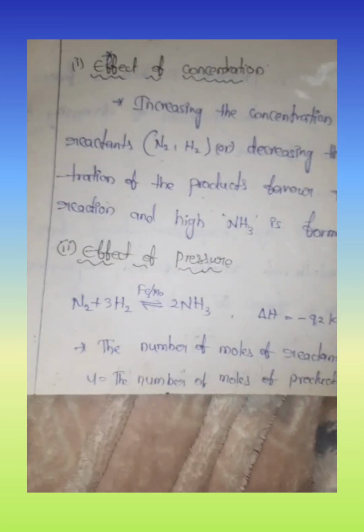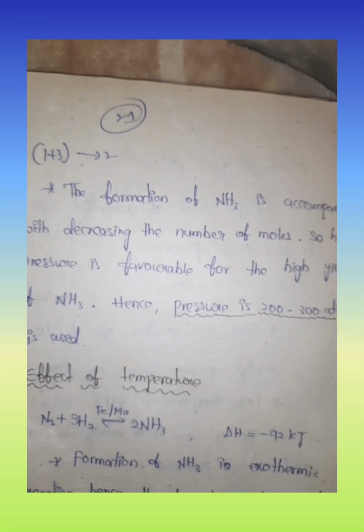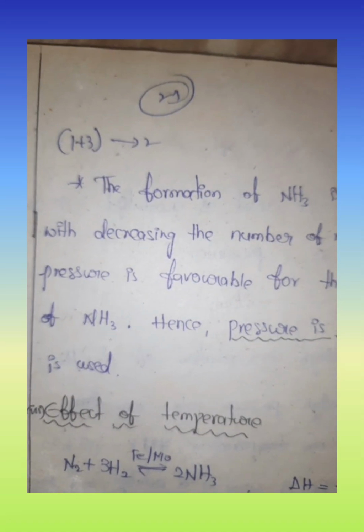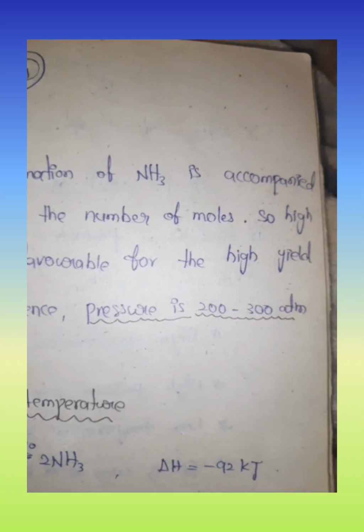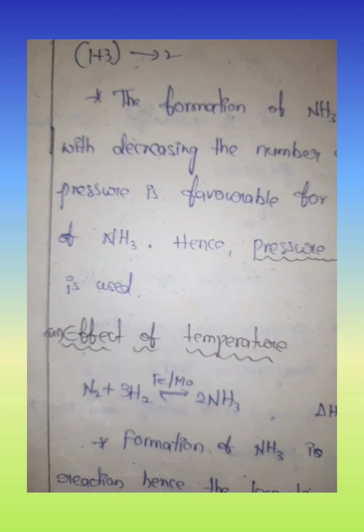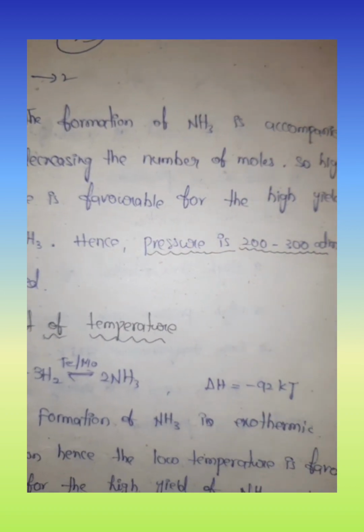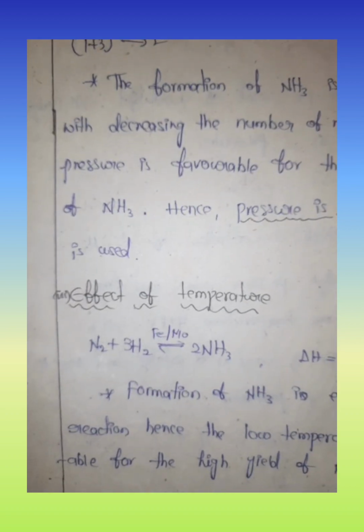Effect of pressure. The number of moles of reactants is 4 and the number of moles of products is 2, so 4 to 2, decreasing. The formation of ammonia is accompanied by a decrease in the number of moles. So high pressure is favorable for a high yield of ammonia. Hence a pressure of 200 to 300 atmospheres is used.